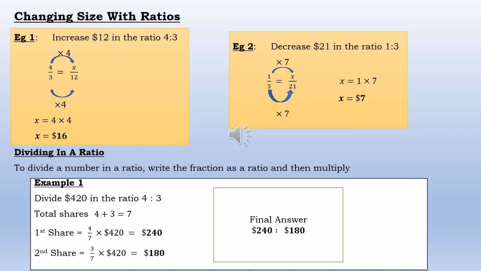Now, second step, the first share is equal to 4 shares out of a total of 7, and then multiplied by $420. So that gives us $240. Second share is 3 out of 7. So the second share is 3/7 multiplied by 420, and that gives us $180. Now the final answer will be written as a ratio. So the ratio was 4:3. So the final answer is $240 is to $180.